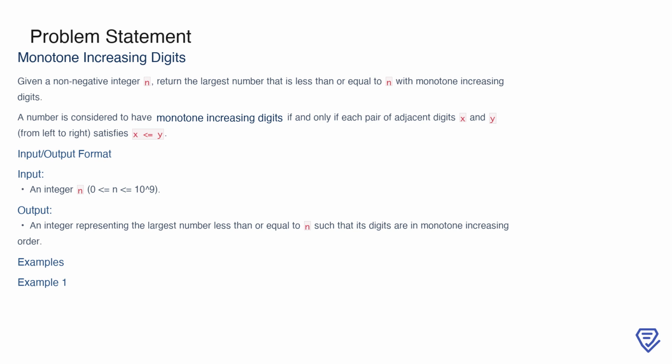For example, in the number 123, we see that 1 is less than or equal to 2, and 2 is less than or equal to 3, so this number satisfies the condition. However, in the number 321, the digits are not monotone increasing because 3 is greater than 2. The input to this problem is a single integer n where n can range from 0 up to 1 billion, and the output is the largest number that meets the monotone increasing condition. This ensures that we are working with valid integers in a well-defined range.